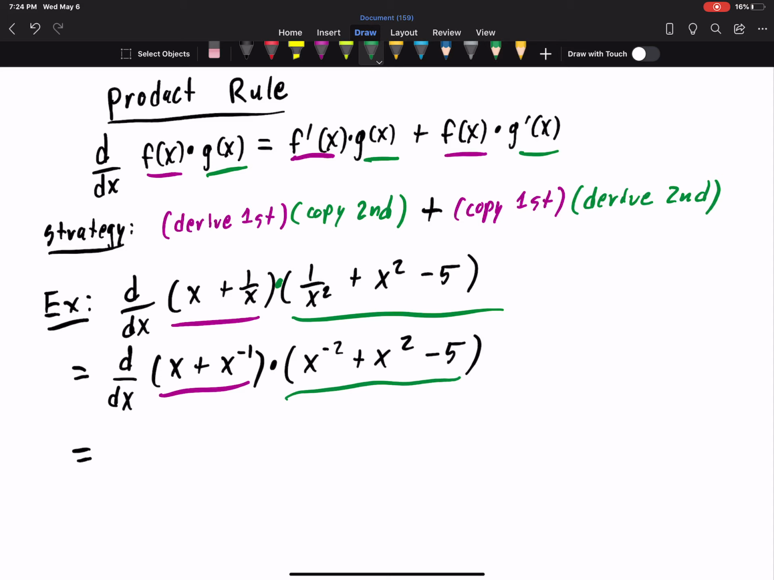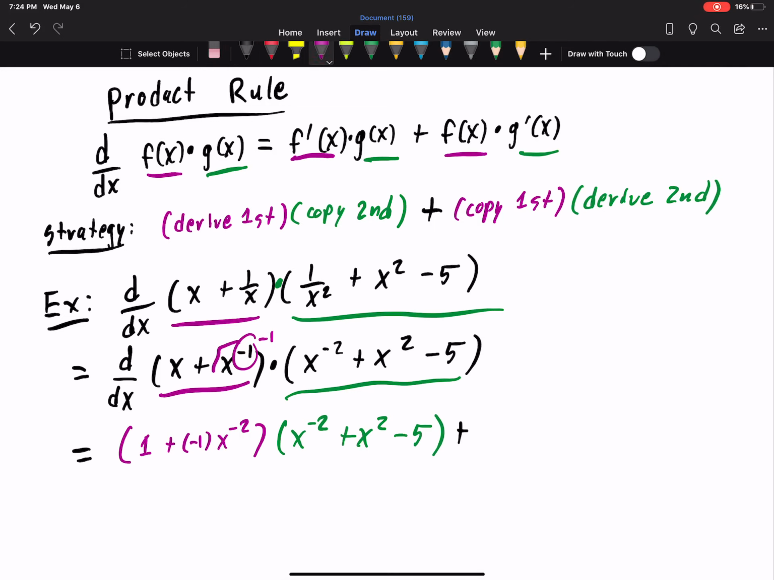How do we do this? Derive the first. So this gives us 1 plus minus 1 times x to the minus 2. We literally took our minus 1, brought it down in front, subtracted 1 from the exponent. That's all we did. We'll simplify that in the next step. I'll put that in purple parentheses just so we're consistent. Okay, now for the second one, copy paste. Nothing changes. And by the way, no, you cannot add these two things together because the exponent is different. Okay, so leave the second alone.